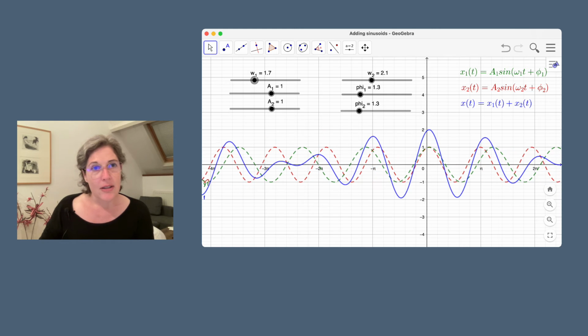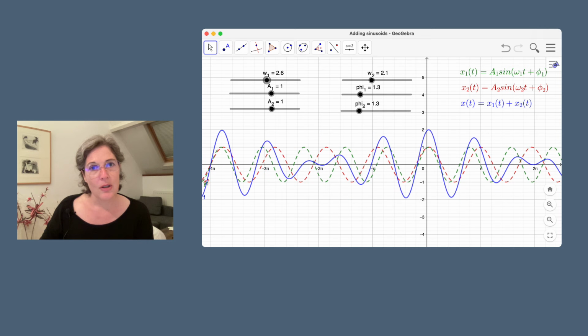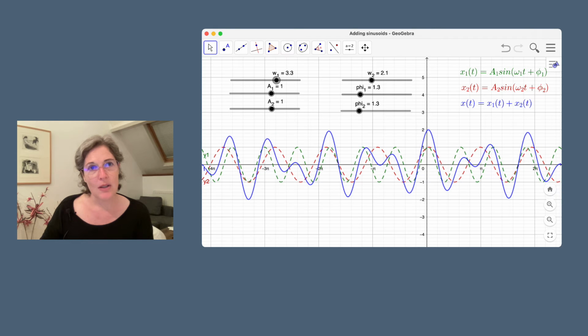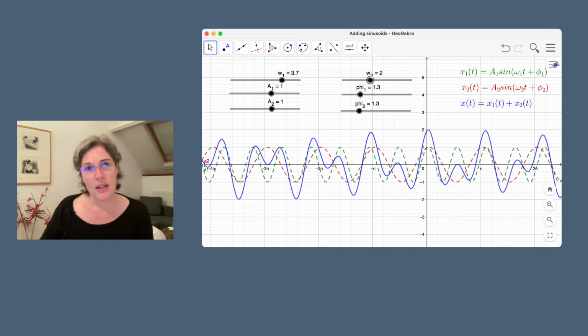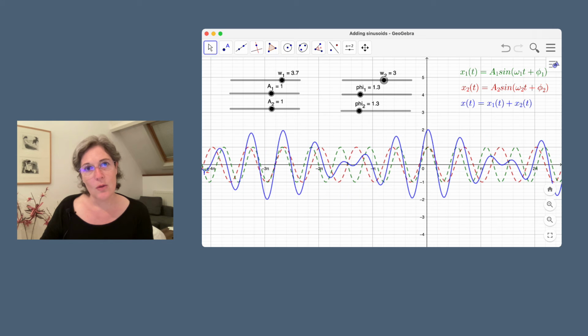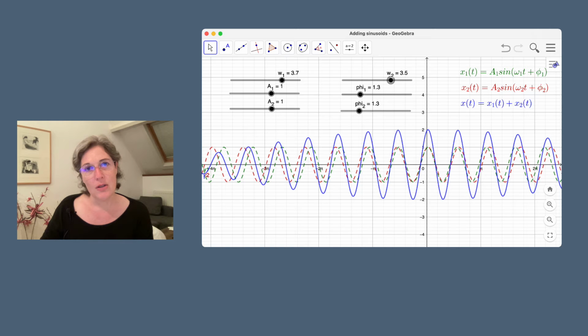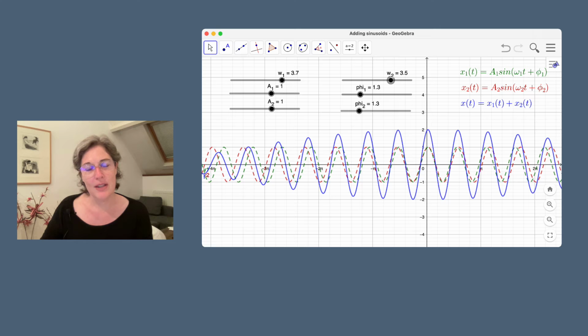And let's get our two amplitudes quite close together. So I'm going to make them quite big so that we can see. So I've got omega 1 is 3.7, and let's make omega 2 about 3.6 if we can, or 3.5 will help us see.